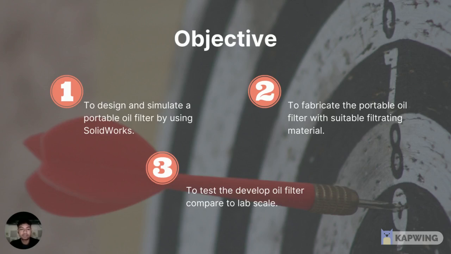The objective of this project is, first, to design and simulate a portable oil filter by using SolidWorks. Second, to fabricate the portable oil filter with suitable filtrating material. And lastly, to test the developed oil filter compared to a lab scale filter.